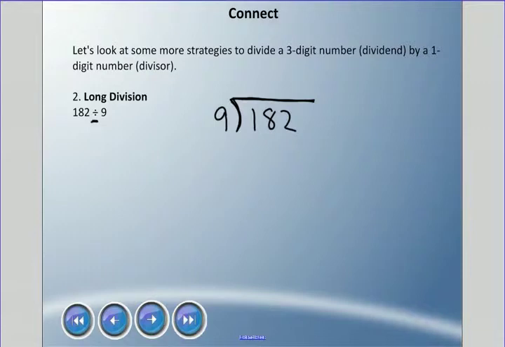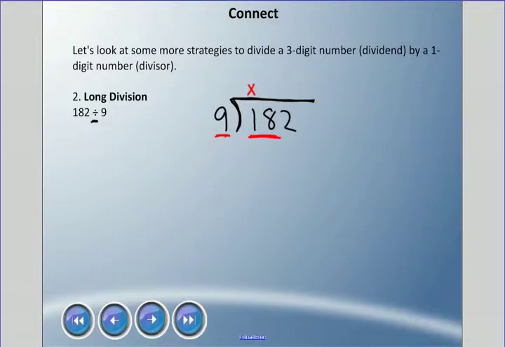So what you need to do is say to yourself, can 9 times something equal 1? No, it cannot. The closest we can do is 9 times 1, and that's 9. So that's not going to work. So we can put an X here, just to indicate that we've done that digit, but we can't do anything about it. So let's look at the next 2 digits. Can 9 go into 18?